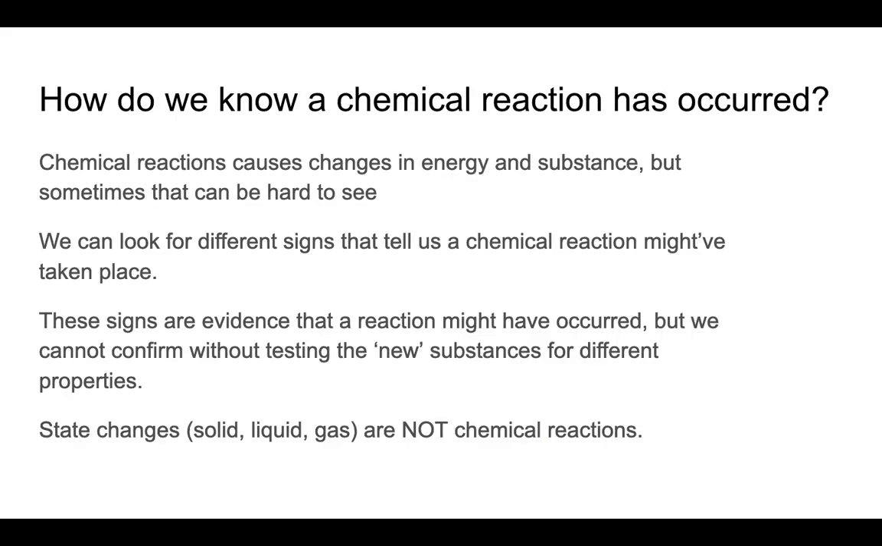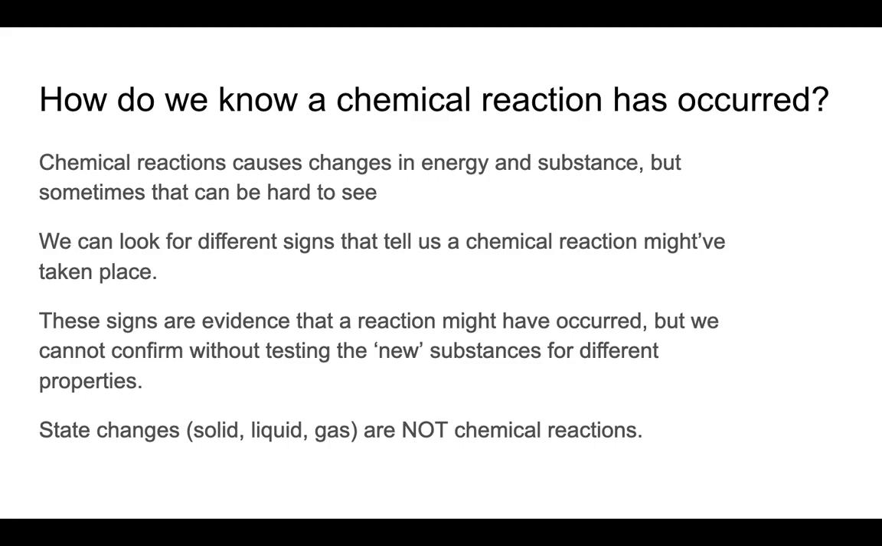How do we know a chemical reaction has occurred? Chemical reactions cause a change in energy and substance. When I say substance, I mean it causes a change in the actual substance that is present. So it changes one atom or molecule into another. But sometimes that's hard to just see with your eyes. So there are a couple different signs that we can look for to tell us that a chemical reaction has occurred.